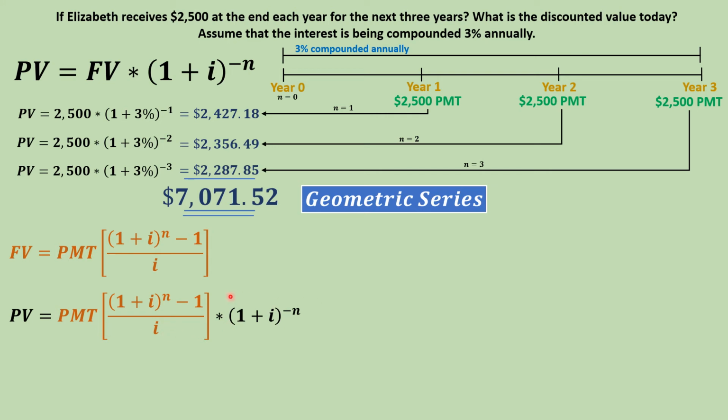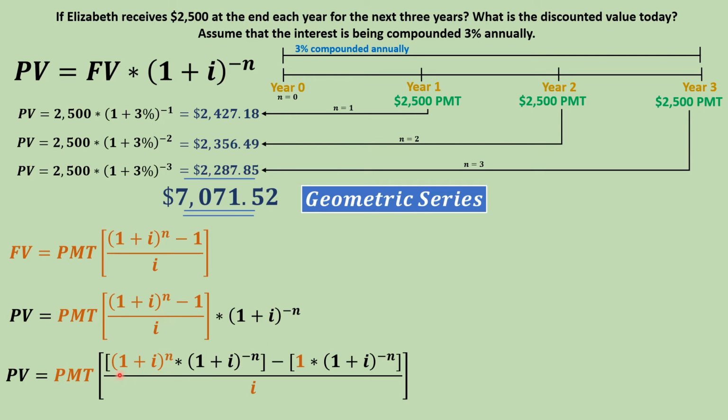And what we can do is take this (1 plus i) to the power of negative n and multiply it with each of the top terms, because of the brackets, we can just multiply each of the top terms by (1 plus i) to the power of negative n. And let's see what we get. So what we get is (1 plus i) to the power of n times (1 plus i) to the power of negative n, minus 1 times (1 plus i) to the power of negative n.